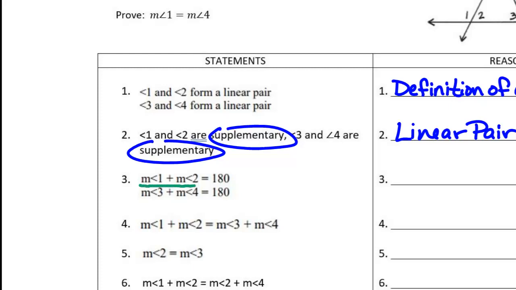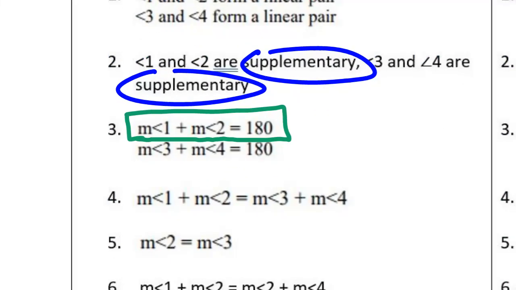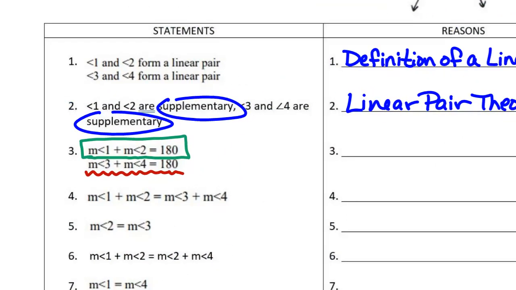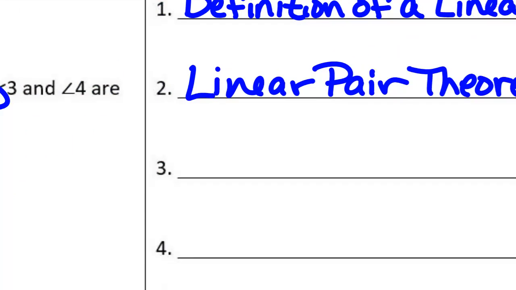Down here, my third statement, I have the measurement of angle 1 plus the measurement of angle 2 equals 180. The measurement of angle 3 plus the measurement of angle 4 equals 180. Up here I said they were supplementary. So why am I allowed to say now that if I add them together it equals 180? I knew they were supplementary. Definition of supplementary angles.